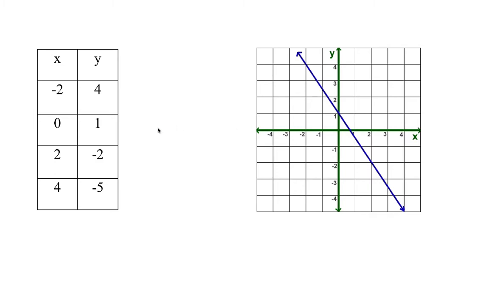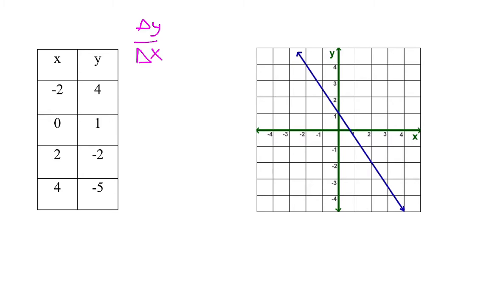Okay, so this is a table, this is a graph. They're going to depict the same line, they're just a different form. So I should get the same slope and y-intercept from this table as I do this graph, okay? But let's recap. If I want to find slope from a table, remember it's the change in y divided by the change in x.